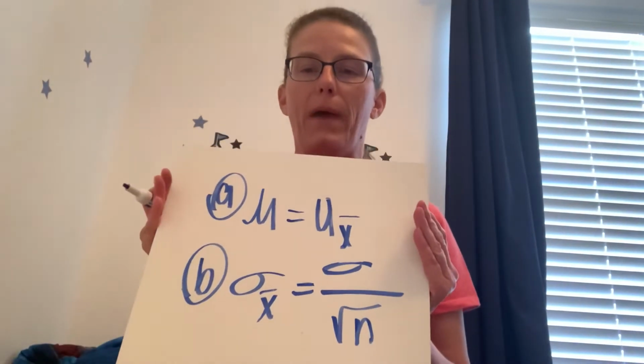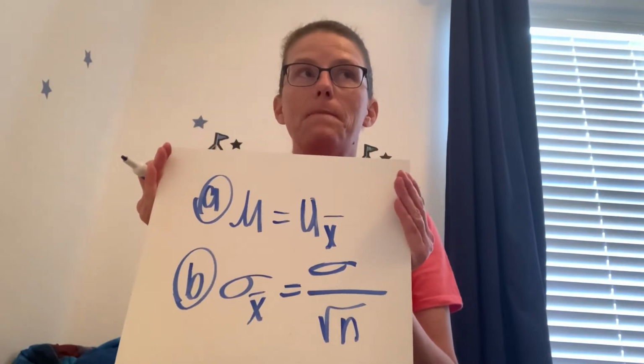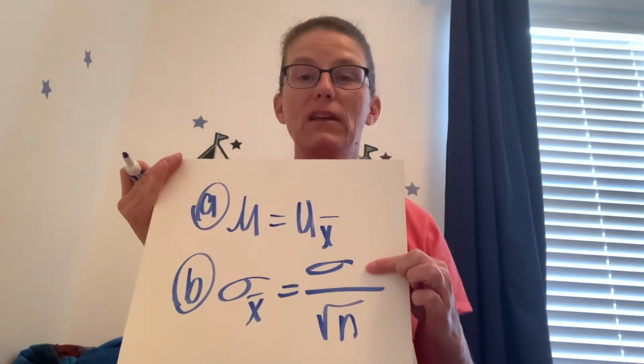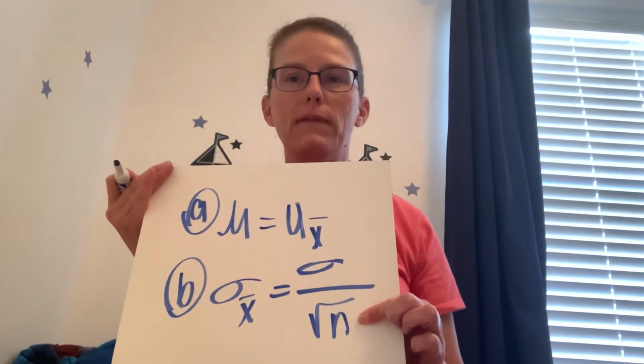Two, we cannot make that same assumption about the standard deviation of all of the sample means. We have to think about it a little bit differently. We have to think about the standard deviation of all sample means as the standard deviation of the population divided by the square root of the sample size.